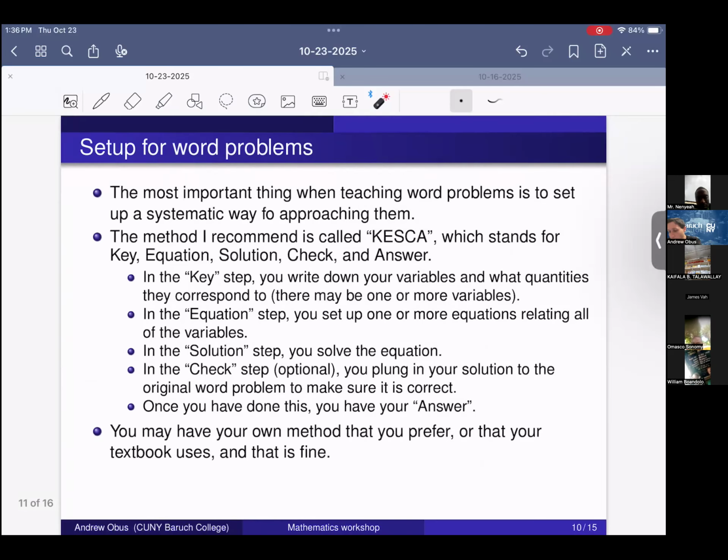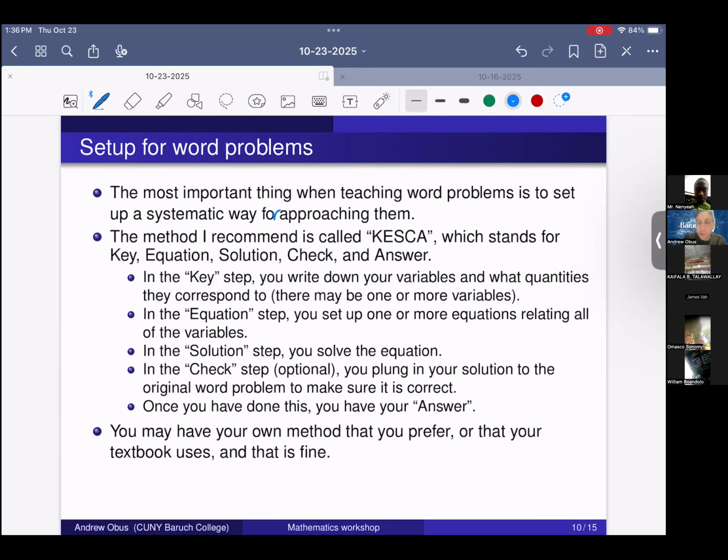So, what is the setup for word problems? As far as teaching word problems goes, you have to have a method. When your students are seeing word problems for the first time, they're not going to know what to do. It's going to look completely different from anything they've ever seen in math, and it's going to be difficult for them to solve them without some kind of method. Okay? So you have to set up a systematic way for approaching them.